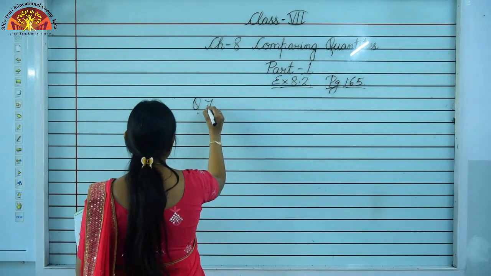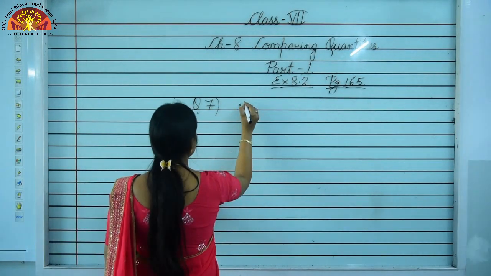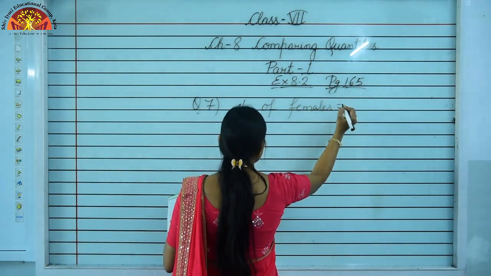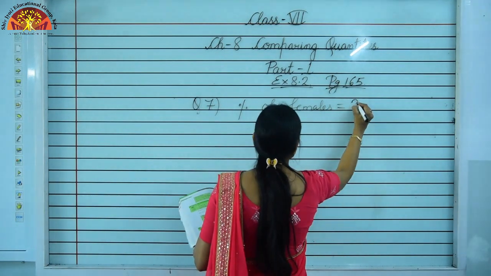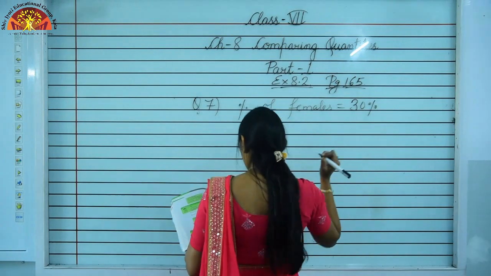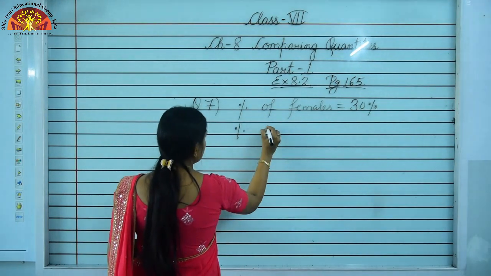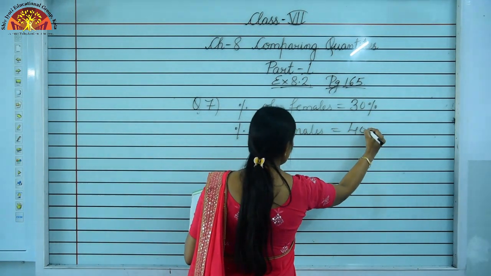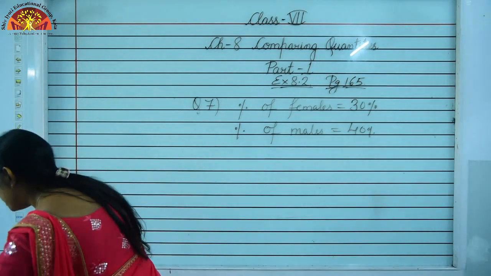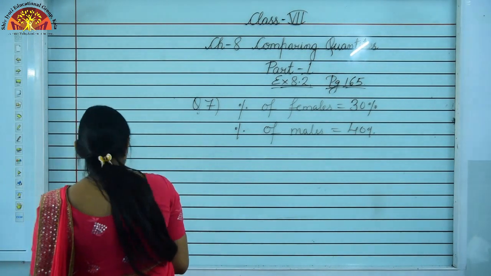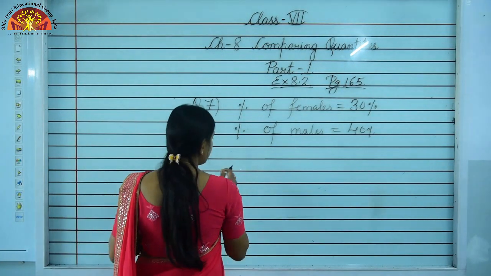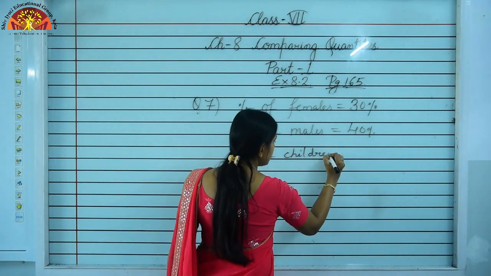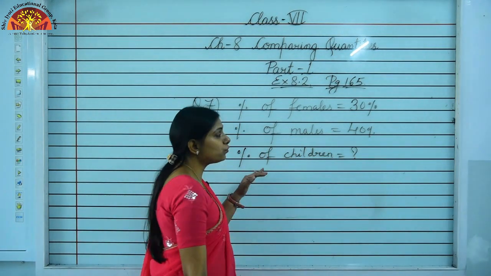Please just see the question on the board. It's question number 7. You can see the percentage of females is equal to 30%. Now the percentage of males is equal to 40%. Okay. Now what you have to determine is the percentage of children. You have to find it out.